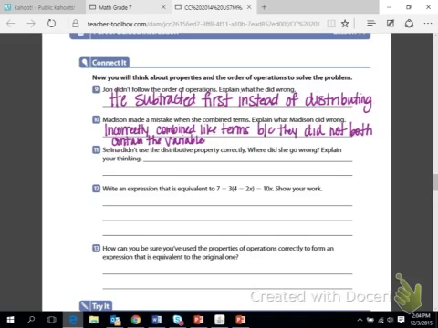Selena didn't use the distributive property correctly. Where did she go wrong? And explain your thinking. When Selena went through and did the distributive property, she did not distribute to both terms.